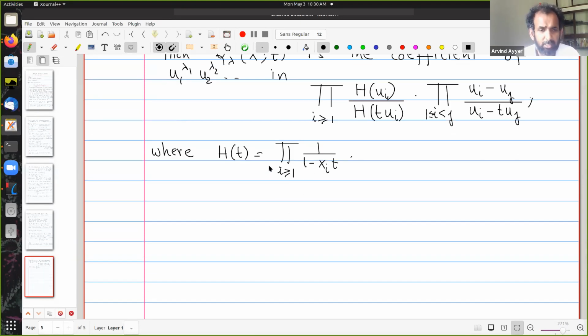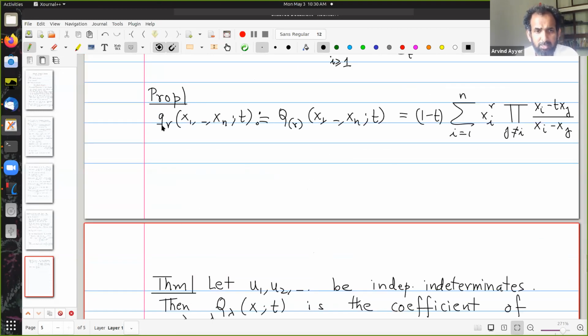To give the other formula for Q lambda, I just realized I'm out of time. So let me just give you the second formula for Q lambda and I'll stop there. I'm going slower than I thought. Remember we have defined these Q_r, right?